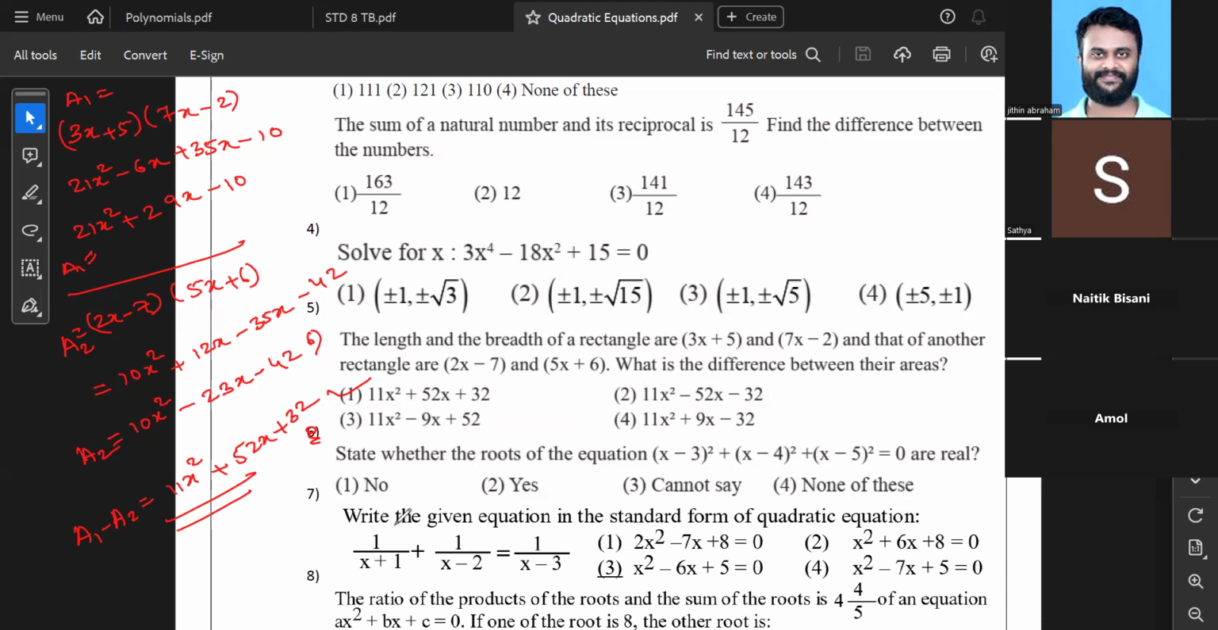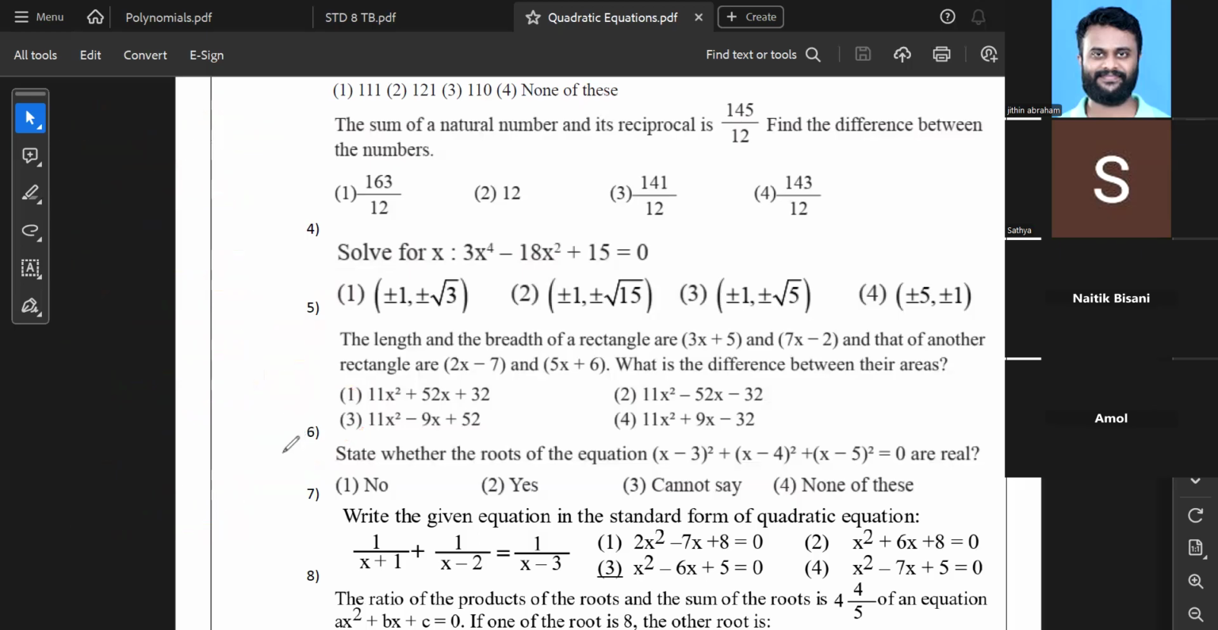Sixth problem is done, okay? Sixth one we are done, so I want you guys to try the 7th and 8th one as homework. In the next class we'll discuss them and proceed further. Okay, so that's all.